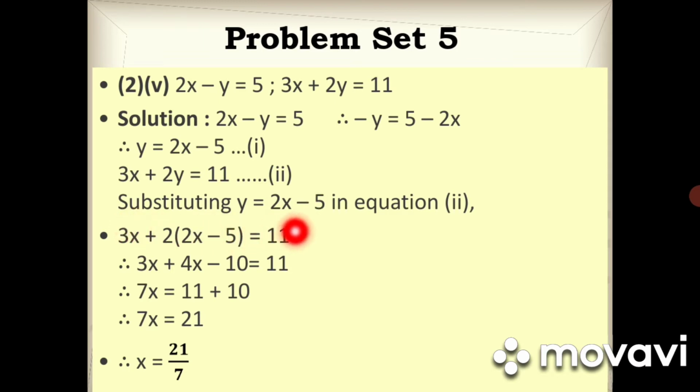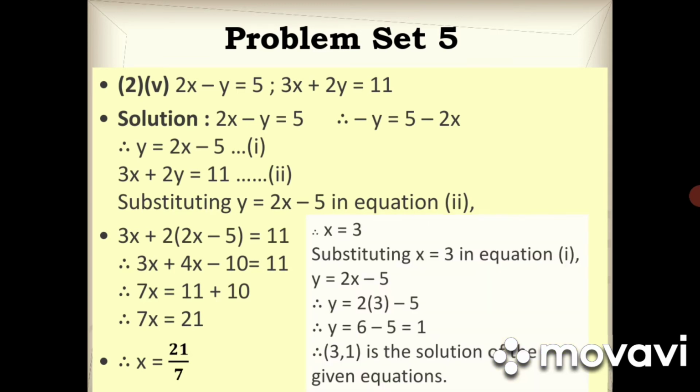Substituting y is equal to 2x minus 5 in equation 2, we get 3x plus 2 into (2x minus 5) within brackets is equal to 11. Therefore, 3x plus 4x minus 10 is equal to 11. Therefore, 7x is equal to 11 plus 10, and therefore 7x is equal to 21. Therefore, x is equal to 21 upon 7. Therefore, x is equal to 3.